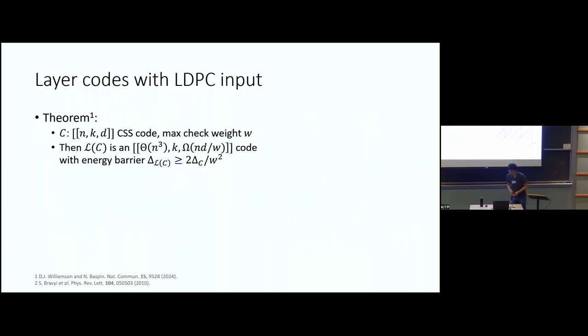Okay, and now that we have the construction, what was shown by Williamson and Baspin was that if we input some CSS code that has parameters n, k, and d, and let's say the max check weight is w, then the layer code will inherit a lot of the properties of the input code. In particular, the number of physical qubits is going to be roughly n cubed. And the number of encoded logical qubits is exactly k, because it's basically concatenation. And then the distance will be n times d over w. And then the energy barrier is going to be the energy barrier of the input code, but divided by this w squared factor.